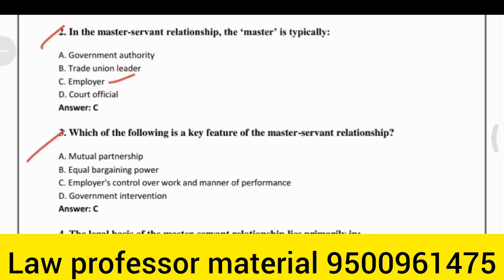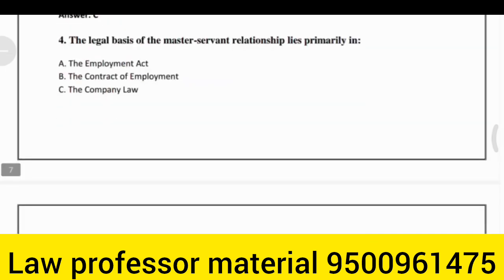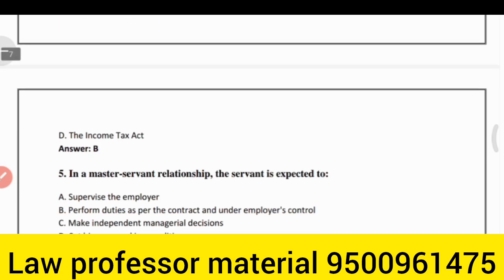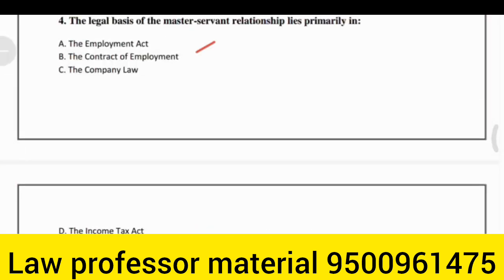Which of the following is a key feature of the master servant relationship? Option C, employer's control over work and manner of performance. The legal basis of the master servant relationship lies primarily in option B, the contract of employment.